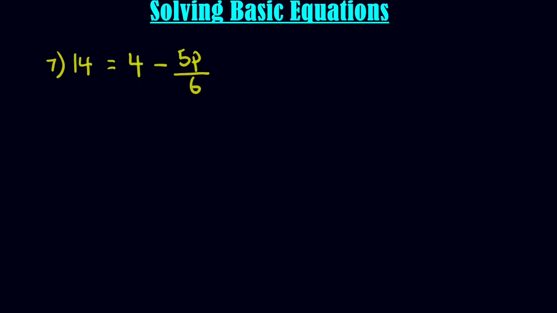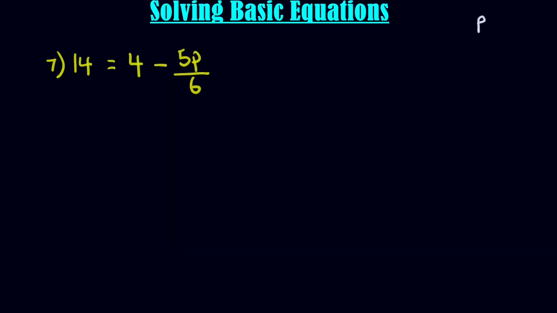The last problem that we'll be looking at for today is 14 equal to 4 minus 5p divided by 6. So again, take a moment, work this problem, then check your answer when you're finished. First, let's list out all of the operations that are happening to the p, the variable. So we see that negative 5 is being multiplied. We also see that a 6 is being divided, and we have a positive 4 as well.